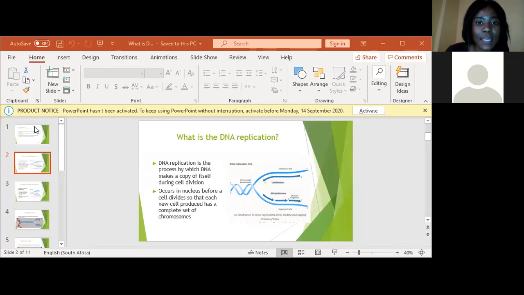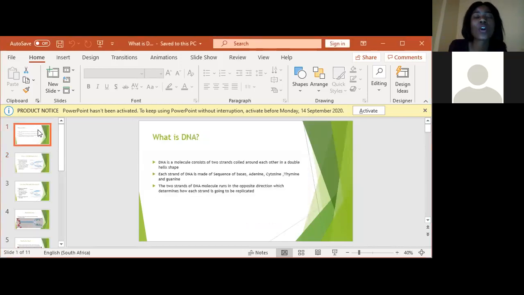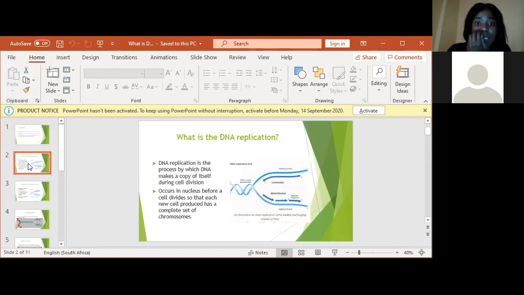DNA is a molecule that consists of two strands coiled around each other in a double helix shape, and each strand of DNA is made up of a sequence of bases called adenine, thymine, cytosine, and guanine. And remember, adenine is always paired with thymine and guanine is always paired with cytosine. The two strands of the DNA molecule run in opposite directions, which determines how each strand is going to be replicated.